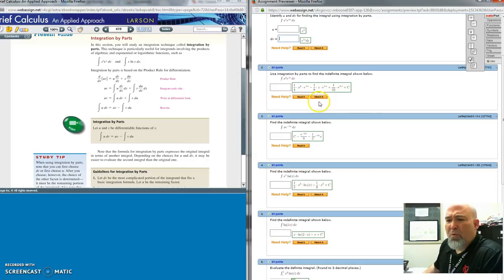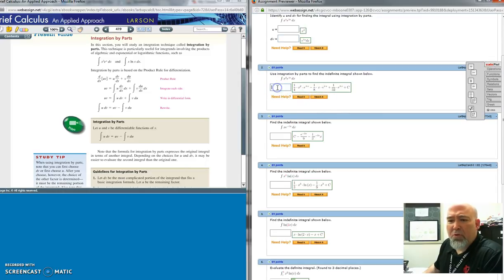We're going to do an example like number 2 in the supplement, and so you'll see how that x squared will eventually go away. That is my u, but eventually it will go away when I do integration by parts.